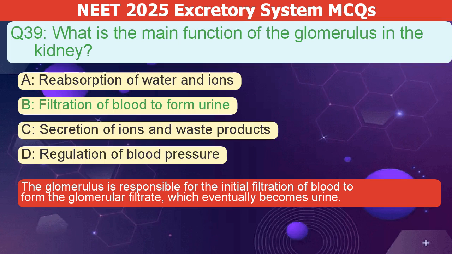The correct answer is B. The glomerulus filters blood, forming glomerular filtrate, which later becomes urine.